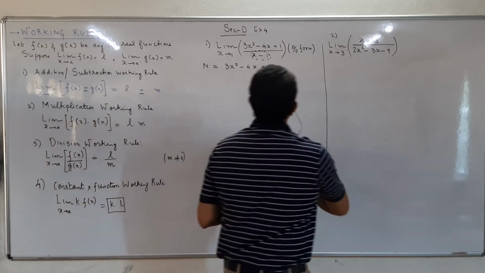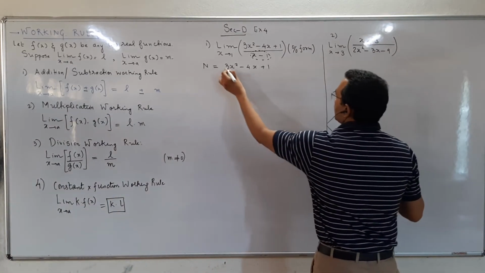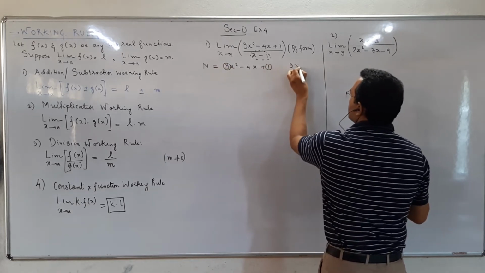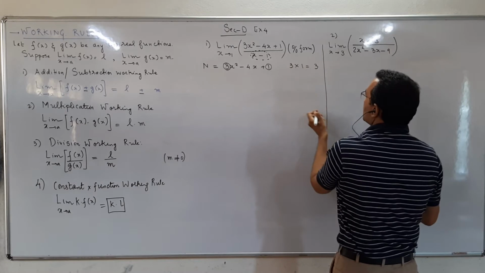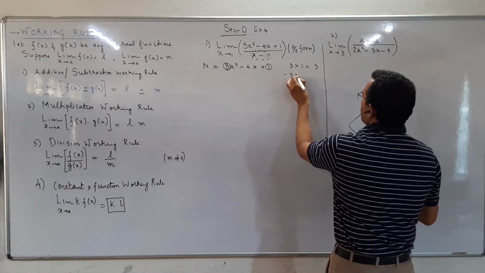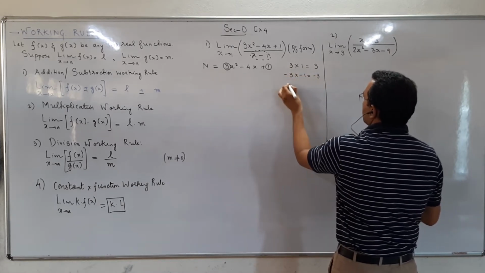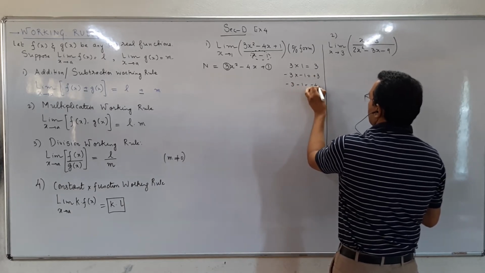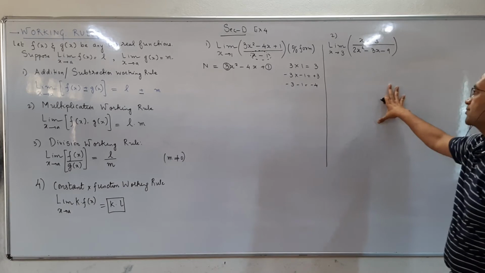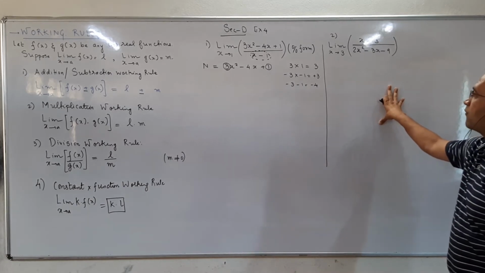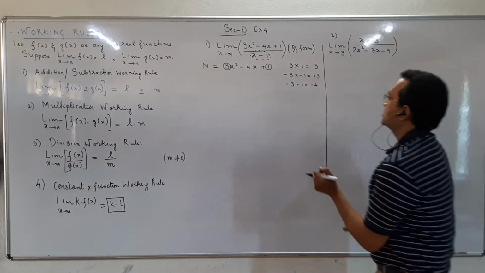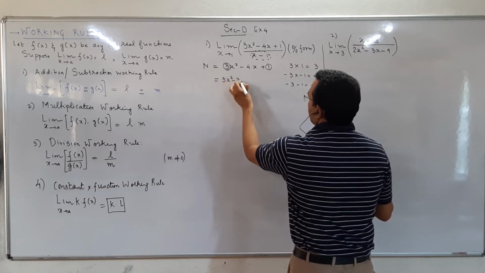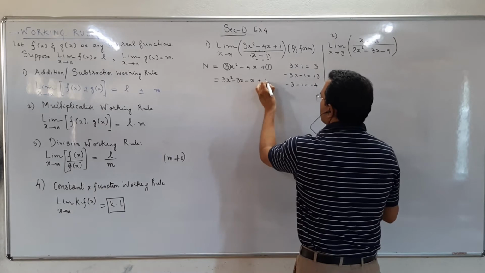Factorize 3 into 1, which is 3, to get 4. Of course, minus 3 into minus 1 is plus 3, and minus 3 minus 1 is minus 4. So we have to factorize this. So we write this as 3x square minus 3x minus x plus 1.